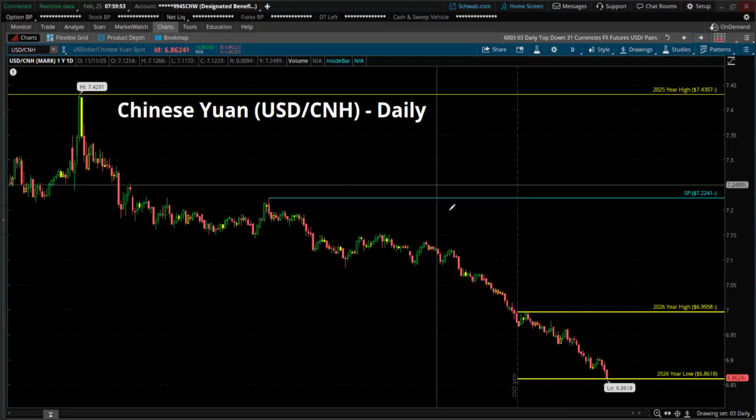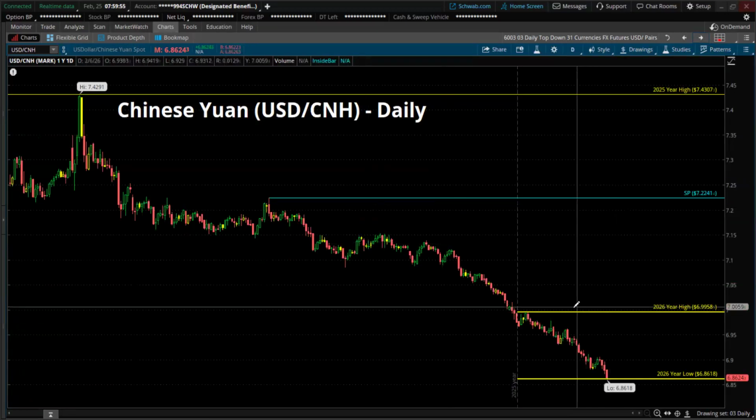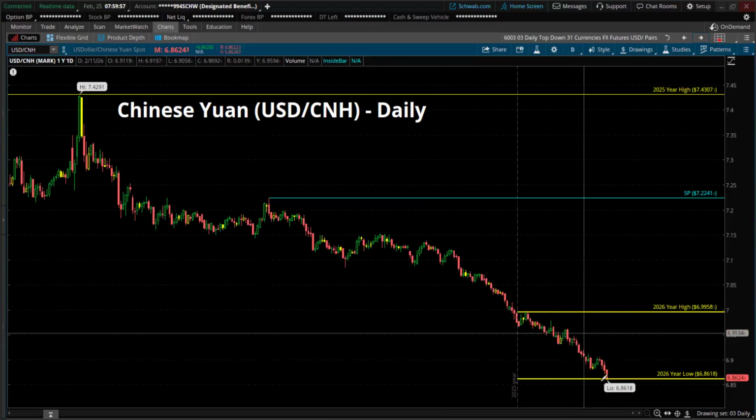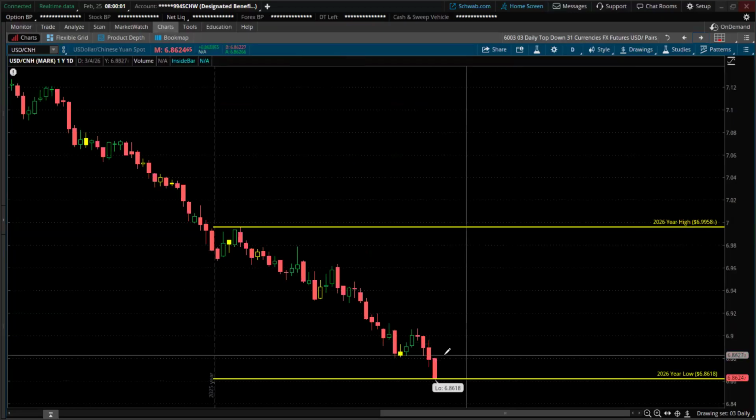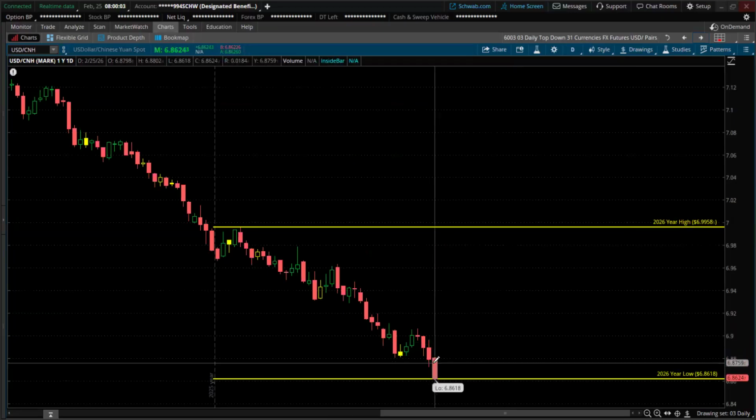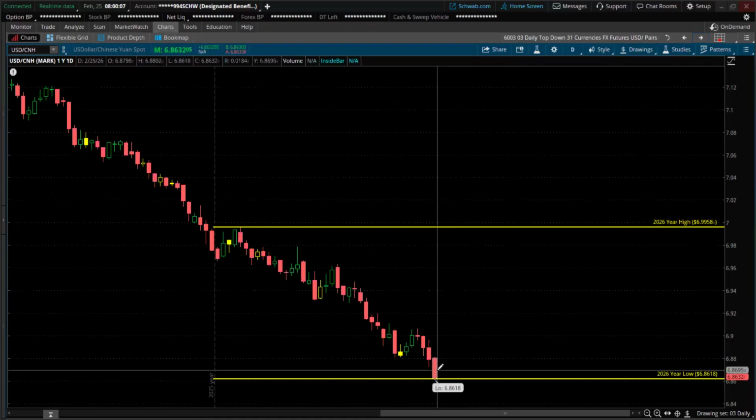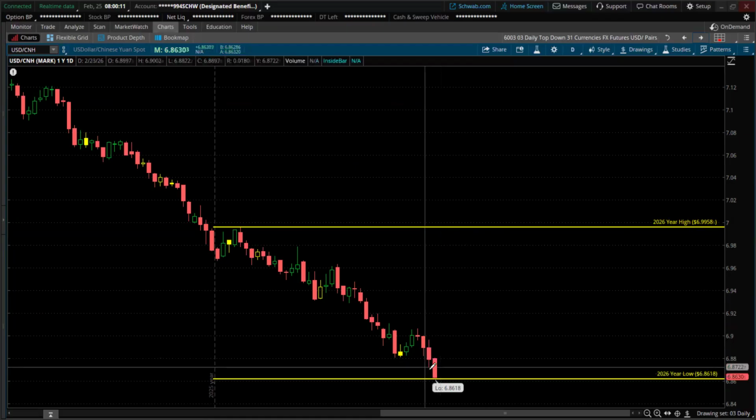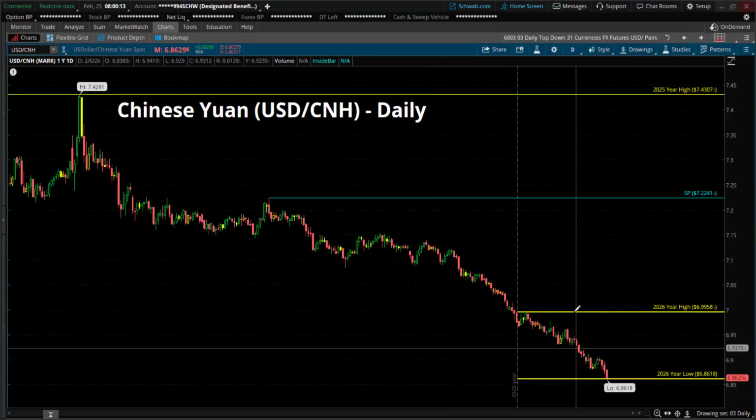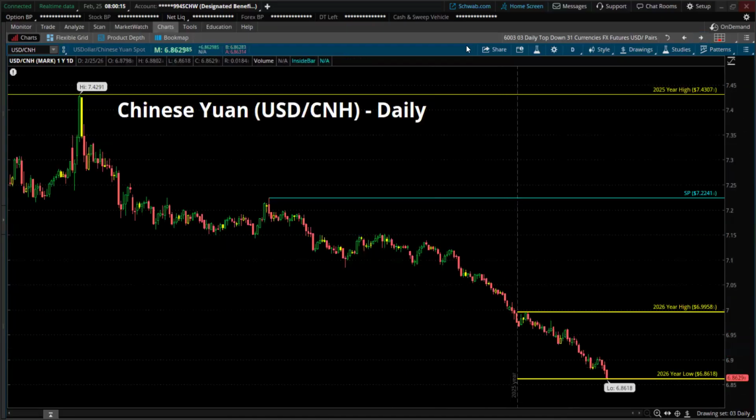And the Chinese yuan, again, US dollar, new low for the year since last night. Yep, last night, the Chinese yuan broke that low, making a new inverse low for the US dollar. New low for the US dollar against the Chinese yuan. Your products and services are costing more from these countries.